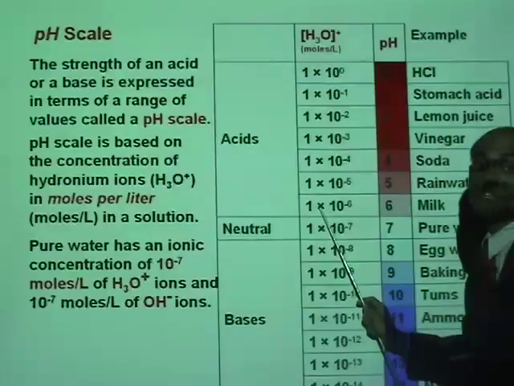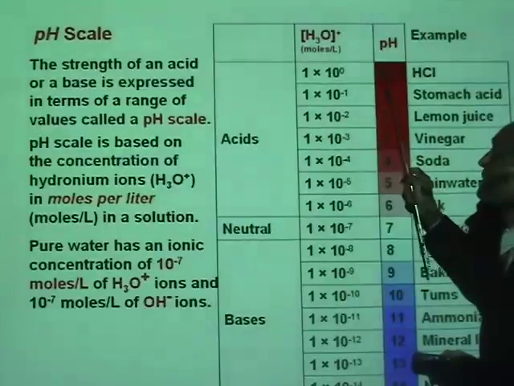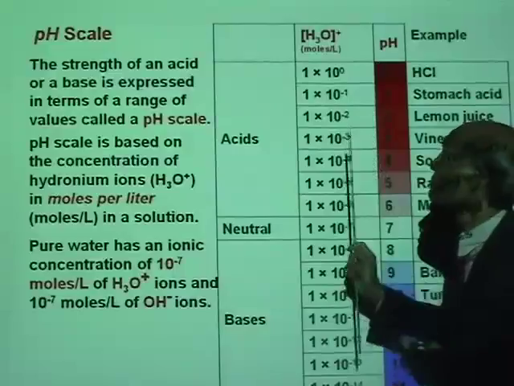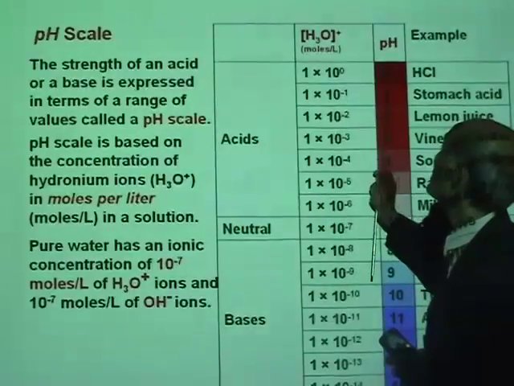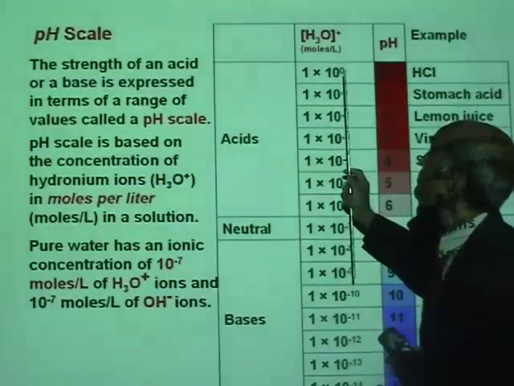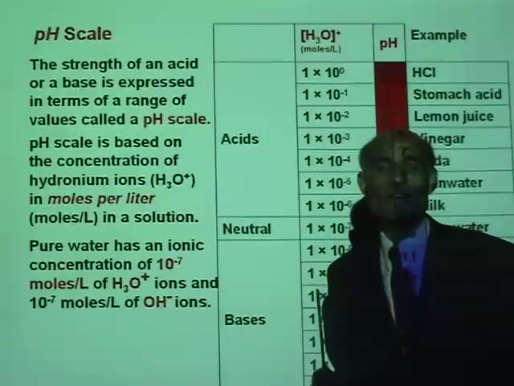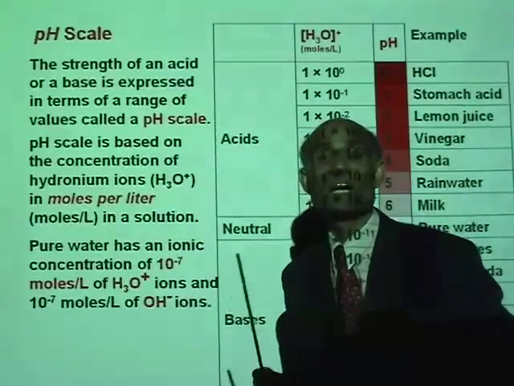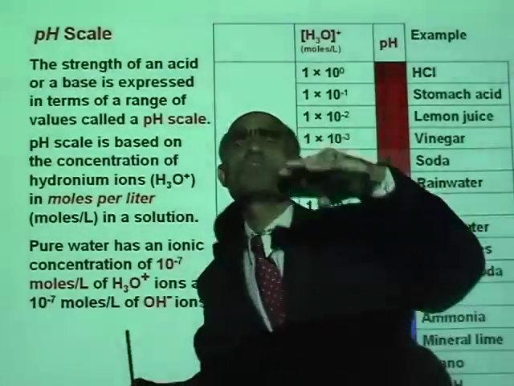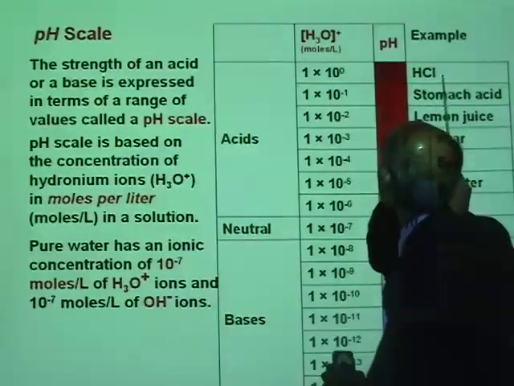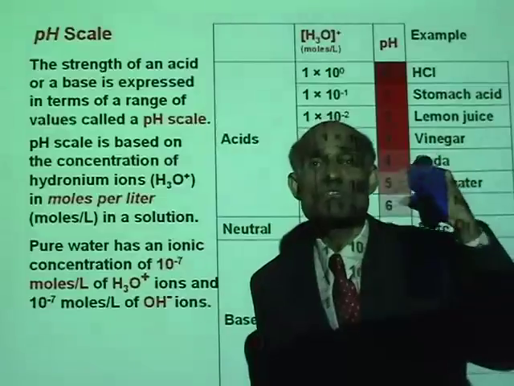And now, as you go higher, the acidity increases. So look at this. As the acidity increases, what happens to the pH values? It decreases. It means the pH value decreases, meaning there are more hydronium ions per liter. Look at 0 pH. Now, the concentration is 1 mole per liter. You see, 10 to the power of 0 is 1. When you have 1 mole per liter of hydronium ions, the pH of that is 0, and that is a very strong acid. Hydrochloric acid is of 0 pH. It's a very strong acid.